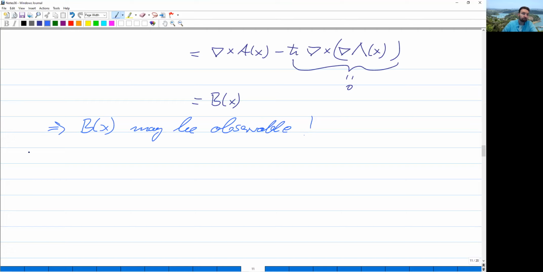And indeed, experiments show that, yeah, B of x exists, and it's observable, and it's the magnetic field. Now, that's fine. So the gauge principle led us to introduce the magnetic field.